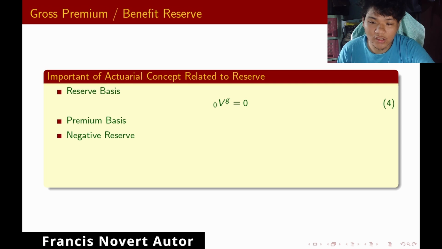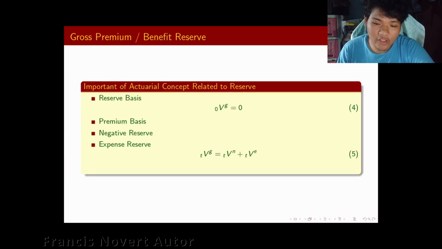Next, we have the negative reserves. It often occurs in the early years of the policy when the acquisition expenses are high. Since premiums are usually level, the reserve may appear negative before stabilizing in the later years. Next, we have the expense reserve. It is set aside to cover the future administrative and operational costs, ensuring that the insurer can meet the obligations over time.